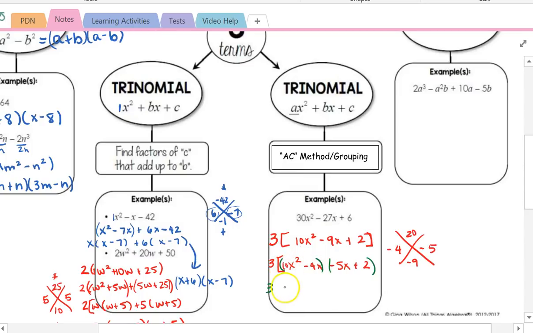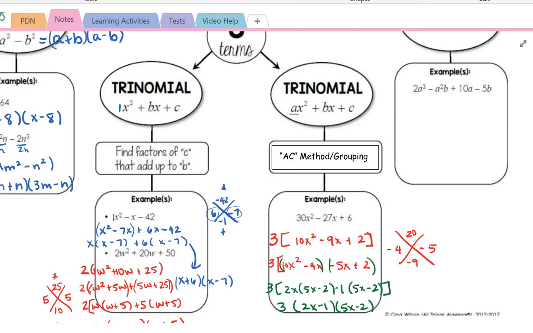I can factor out a 2x. So I get 5x minus 2. Negative 5 and positive 2. So let's take a negative 1. So then I get a positive 5x and a minus 2. And so now 3 is out in front. 2x minus 1 is one factor, and 5x minus 2 is the other factor. Final answer. Okay, so with 3 terms you factor by grouping after you're multiplying your A and C.